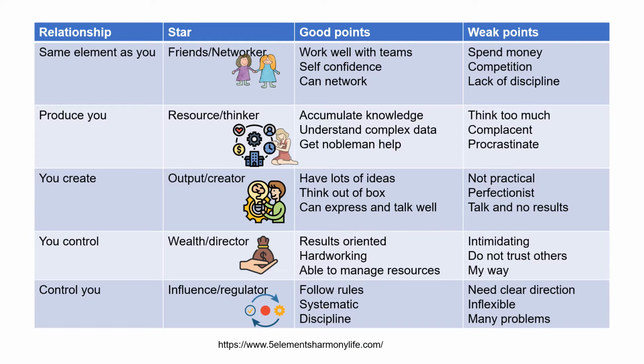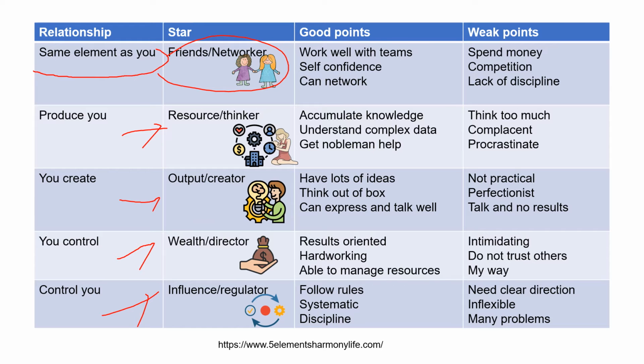As you can see, all the 5 elements will have a different relationship with the base energy element: the same kind as friends, what you produce as output, what produces you as the resource element, what you control as wealth, and what controls you as the influence element. The presence of a certain element that becomes dominant in the chart, depending on its relationship, will give certain characters accordingly.